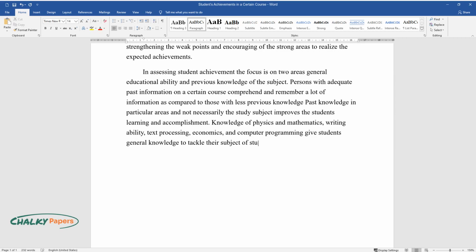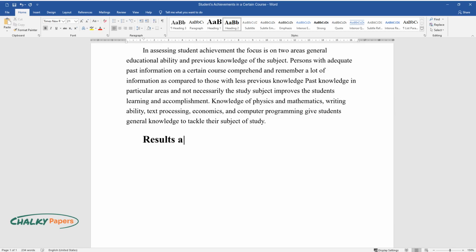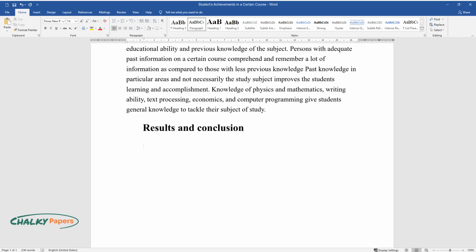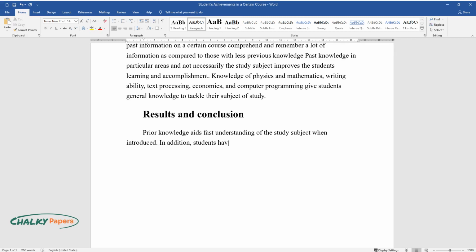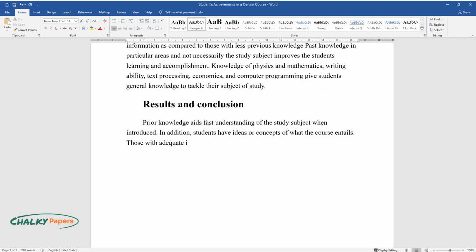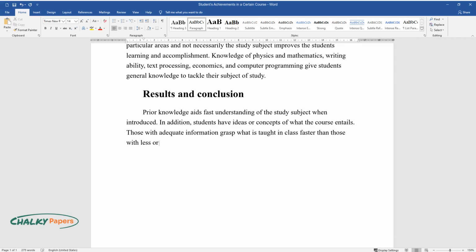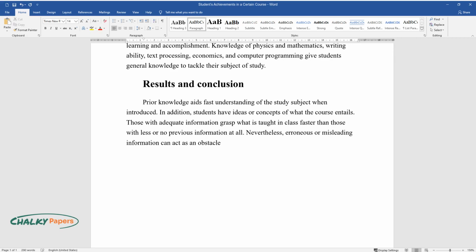their subject of study. Results and conclusion. Prior knowledge aids fast understanding of the study subject when introduced. In addition, students have ideas or concepts of what the course entails. Those with adequate information grasp what is taught in class faster than those with less or no previous information at all. Nevertheless, erroneous or misleading information can act as an obstacle to comprehending and learning of fresh knowledge.